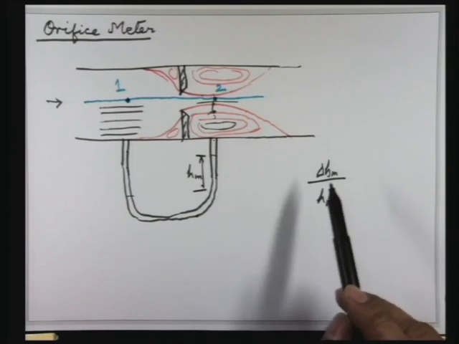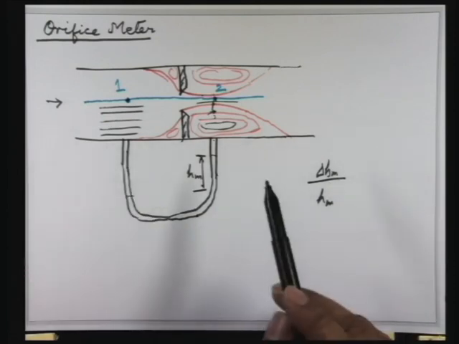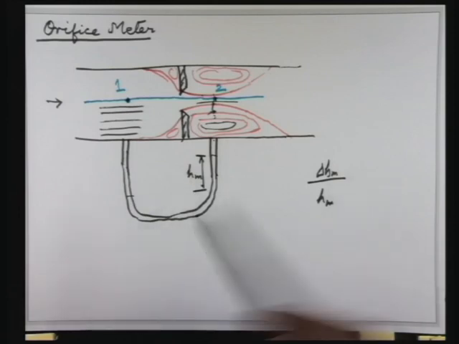So typically you would use an orifice meter if you are measuring flow rates of air at low Mach numbers, which you can still treat as incompressible flow with constant density.